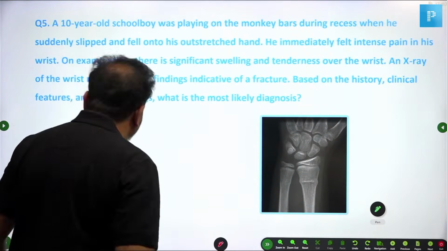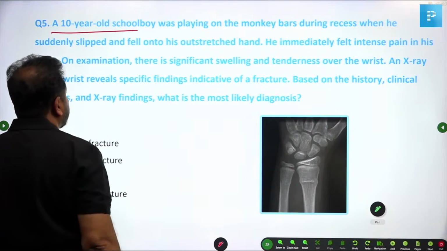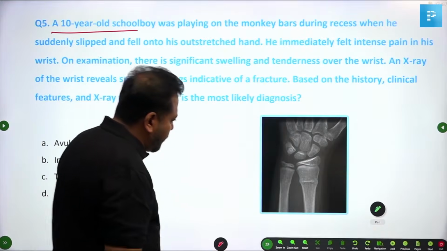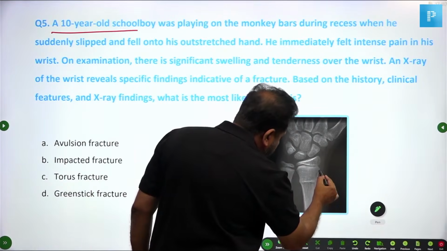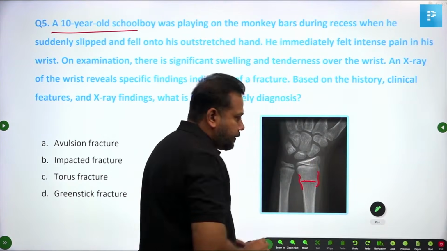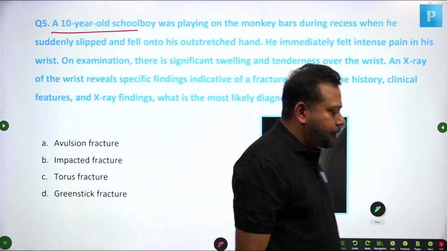The age group is 10 years. History of fall is there. The child has developed some fracture. When you see this X-ray, it's showing a fracture pattern. This area, a bulge like thing. This is the fracture line. I will erase, just you see, that is a fracture line.